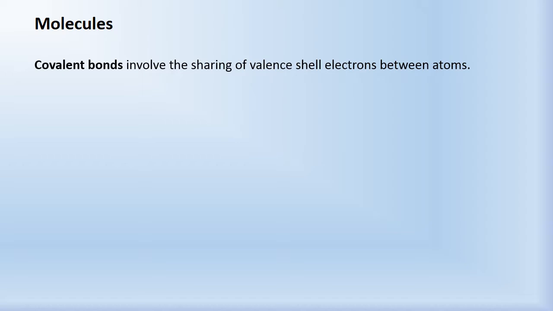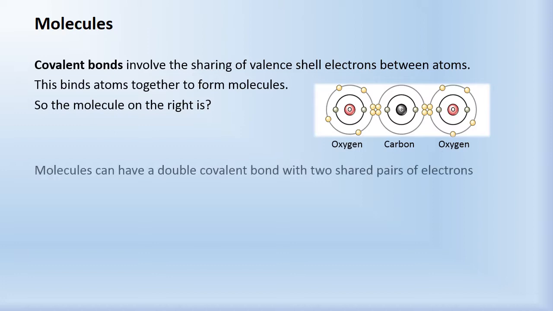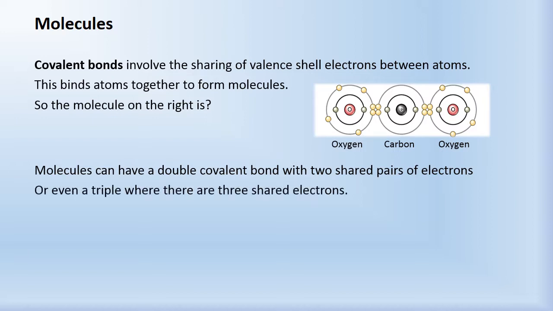Covalent bonds between atoms involve the sharing of valence shell electrons between 2 atoms. This binds the atoms together to form molecules. So the molecule that we've got on the right, we've got 2 oxygens and 1 carbon. So we've got, yes, carbon dioxide. Molecules can have a double covalent bond with 2 shared pairs of electrons, or even a triple where there are 3 shared pairs of electrons.